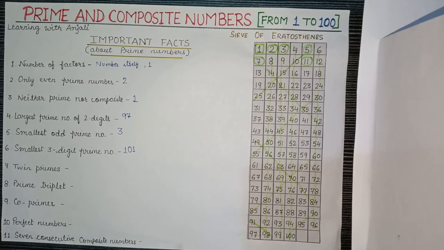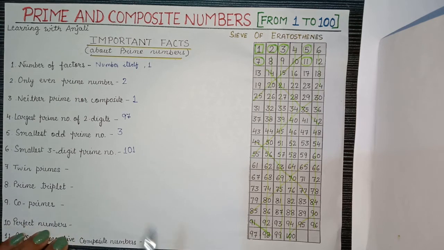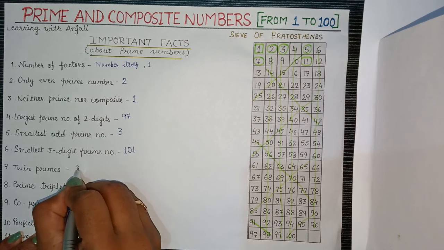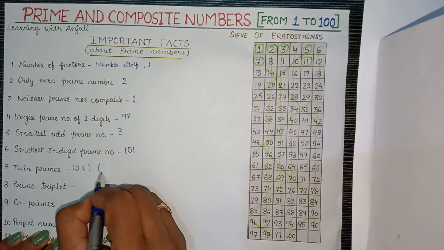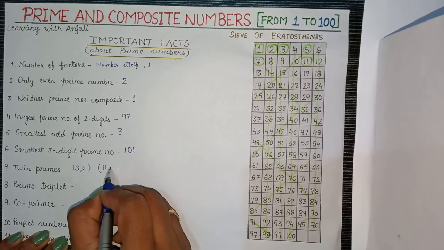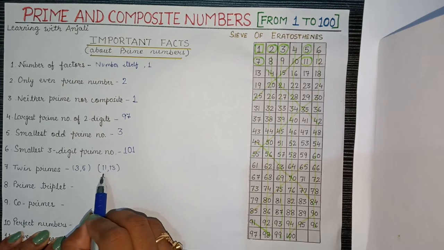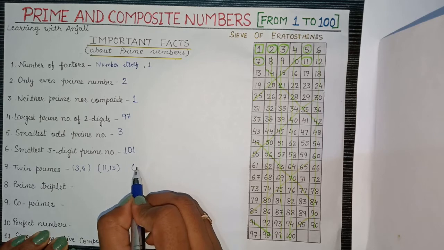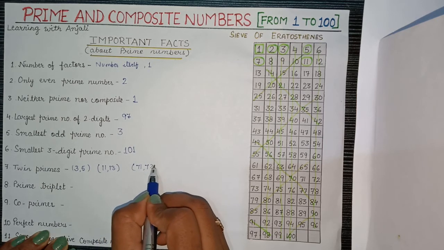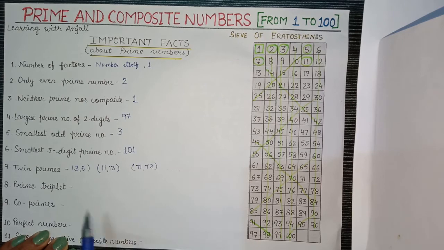2 consecutive odd prime numbers are known as twin primes. Two odd prime numbers that come consecutively are called twin primes. See how, like 3 and 5 are coming consecutively. Second 11 and 13, they both come consecutively. 71, 73 and so on. There are so many. Okay.